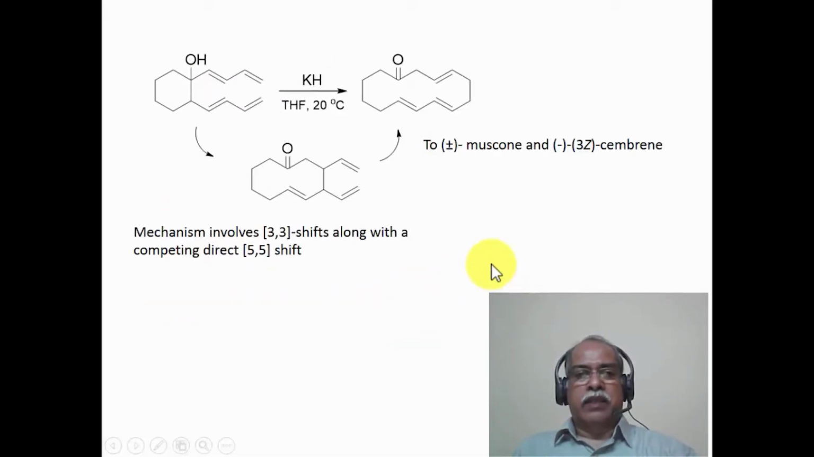Another interesting facet of the 3,3 sigmatropic rearrangement is the consecutive 3,3 sigmatropic rearrangement. In other words, a domino 3,3 sigmatropic rearrangement is what is taking place in this particular instance. This is an oxy-Cope system. So under the basic condition, when treated with potassium hydroxide, the corresponding anion would be generated and the potassium salt would be generated. And the potassium salt is essentially the anionic oxy-Cope system.